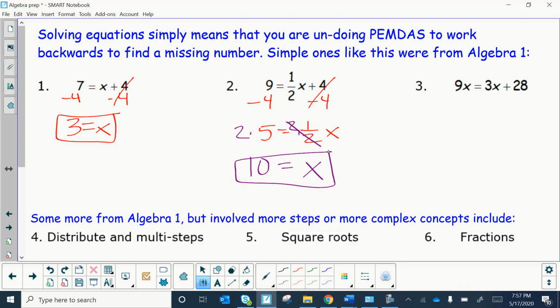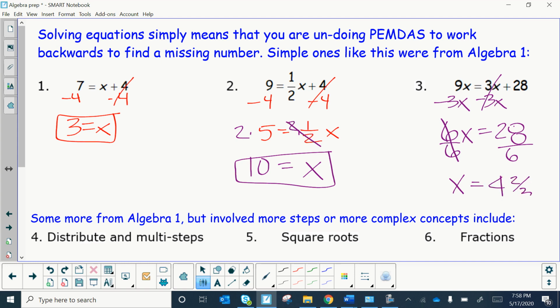Okay. On this last one, let's see, we have 2x terms, so we're going to subtract 3x, which cancels out over here. We get 6x equals 28, and then divide by 6. 6 does not go into that evenly, but it does go into a pretty decent decimal, 4.6667, which you should know 667 repeating is just 2/3. Okay, so those are the ones that you did from Algebra 1.